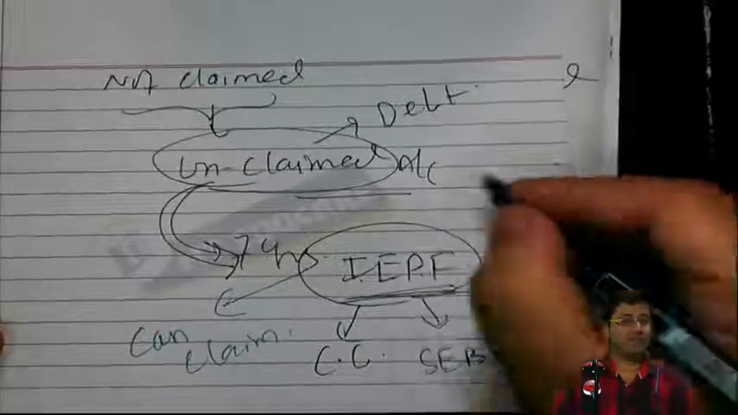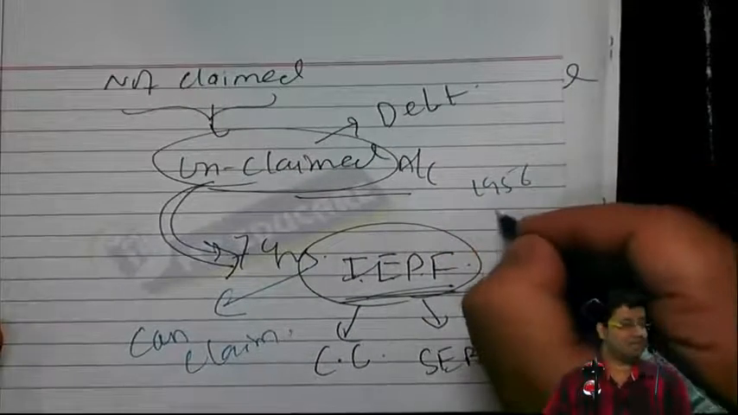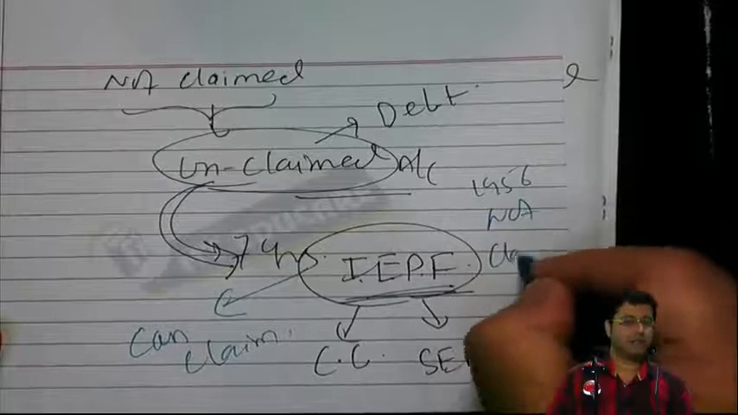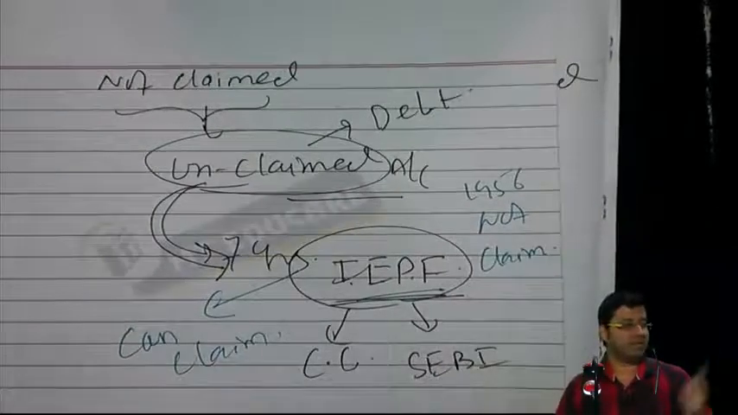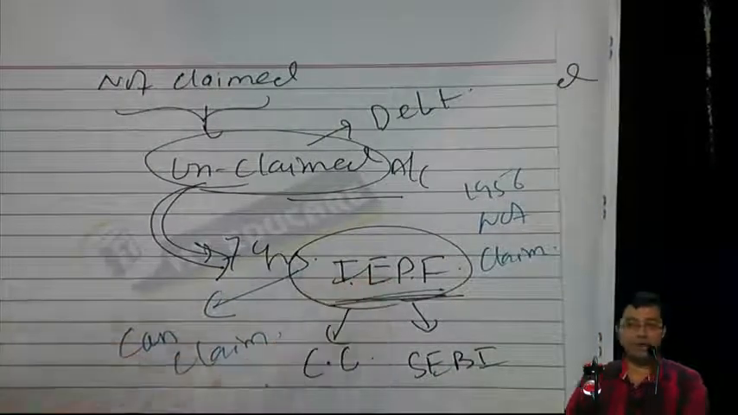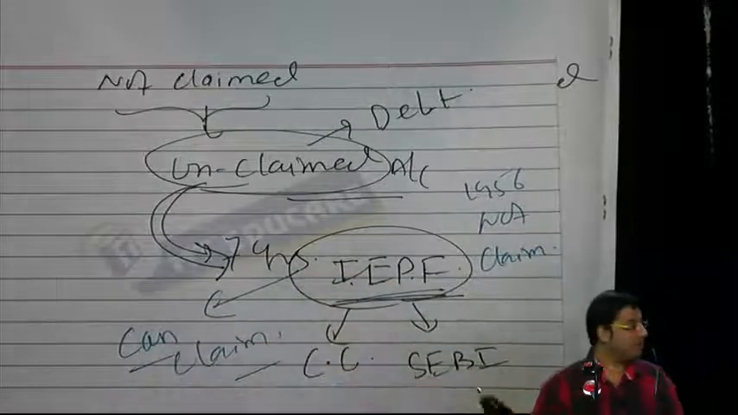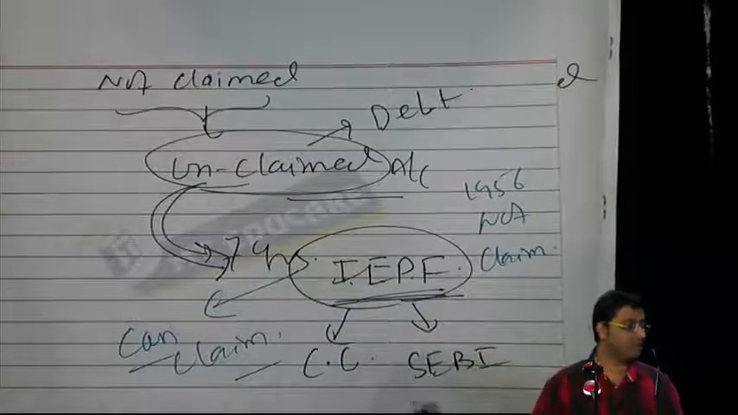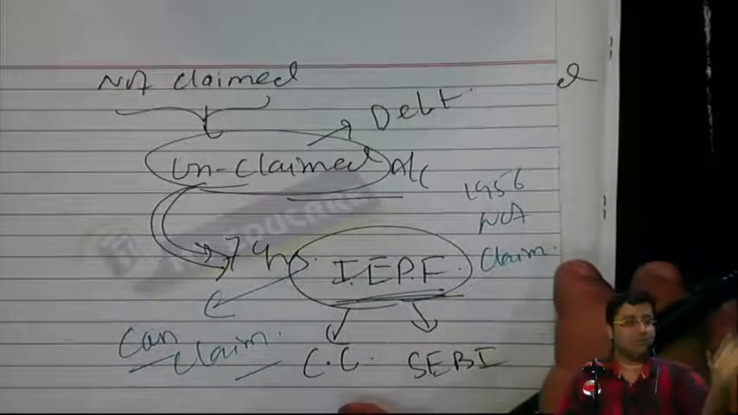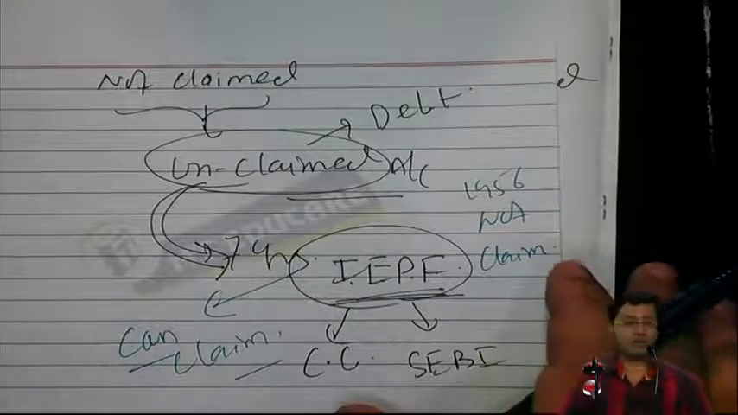Okay, whereas if you read the 1956 Act, the change is this: once the money is credited into the Investor Education and Protection Fund, the shareholder cannot claim the money. But now he can claim the money even from the Investor Education and Protection Fund. Have you understood or not? These are all the points which you must keep in mind if you get a question on dividend.